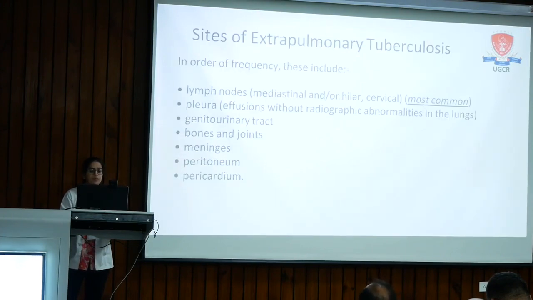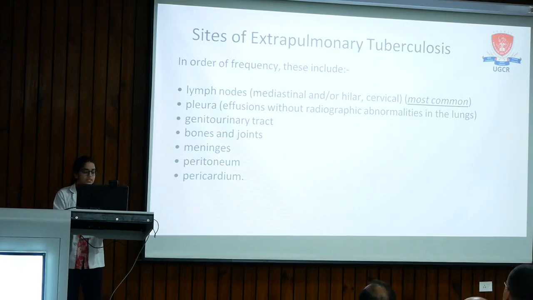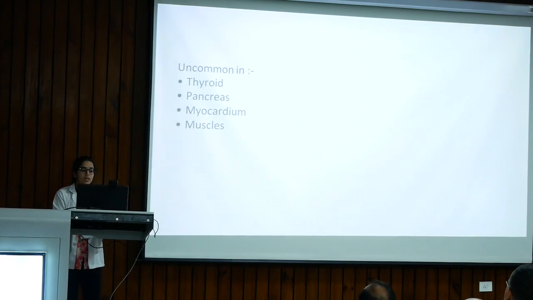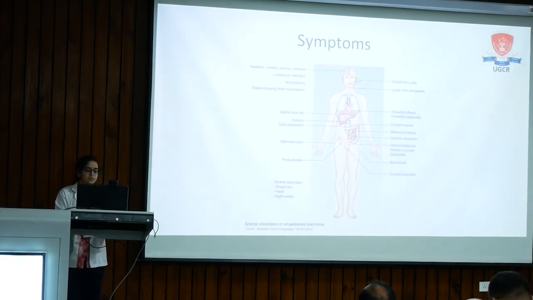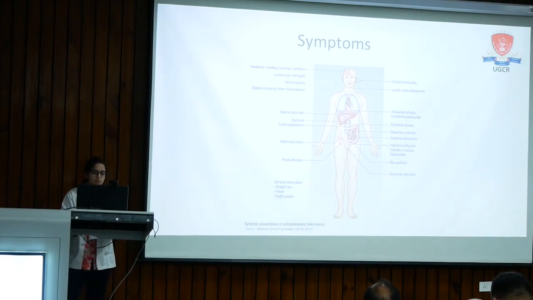The sites of extrapulmonary tuberculosis are in the following order: lymph nodes, which are the most common site, then pleura, genitourinary tract, bones and joints, meninges, peritoneum, and pericardium. It is uncommon in thyroid, pancreas, myocardium, and muscles. The symptoms are site-specific, like headache, vomiting, seizures, abdominal mass, psoas abscess, kyphosis, etc.